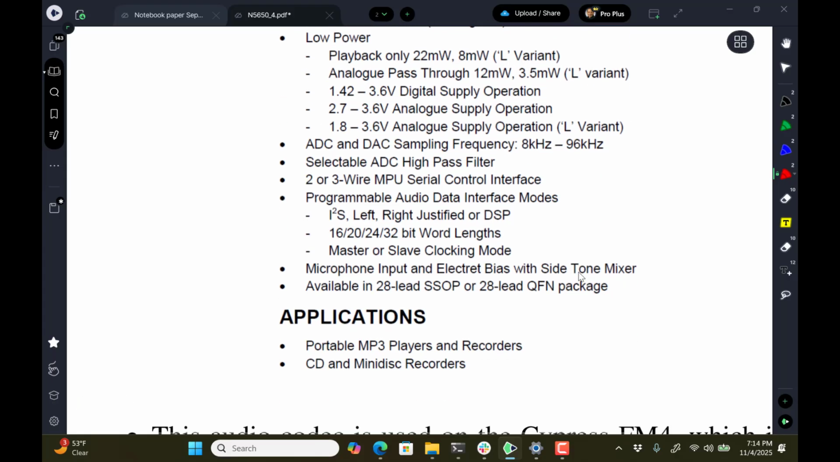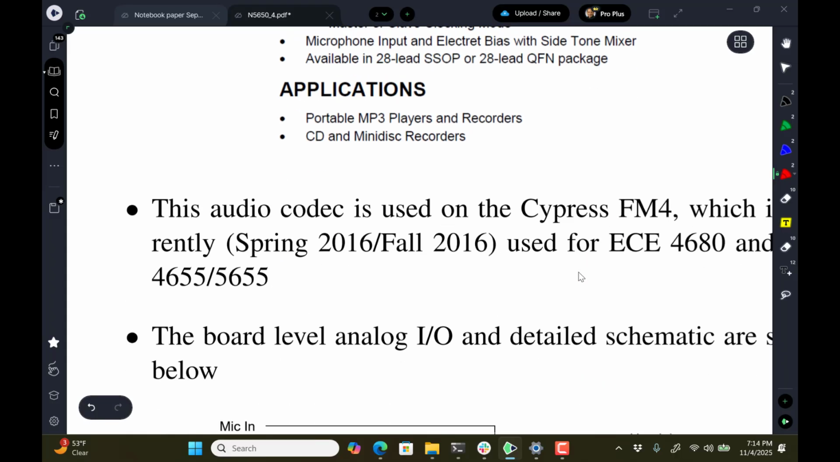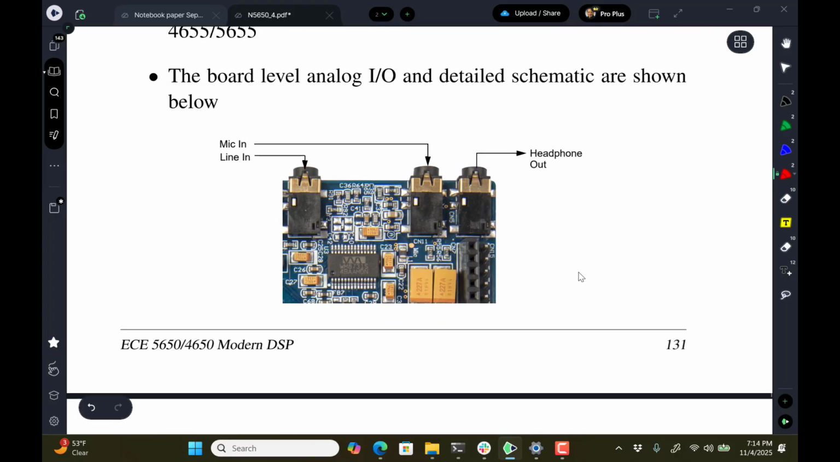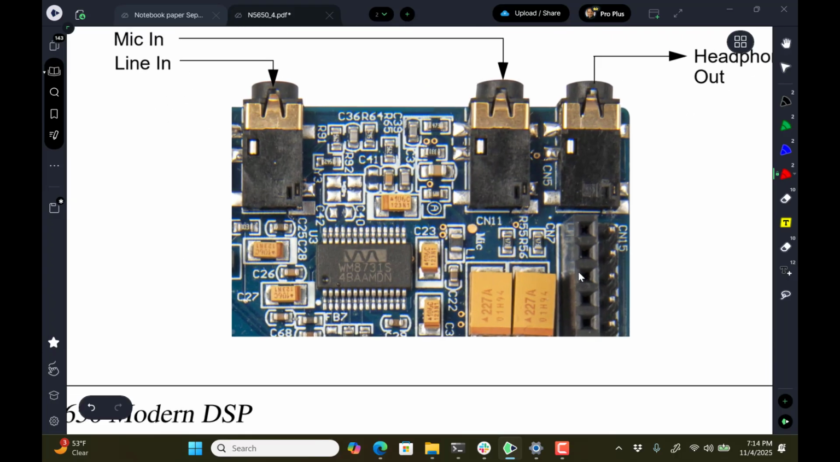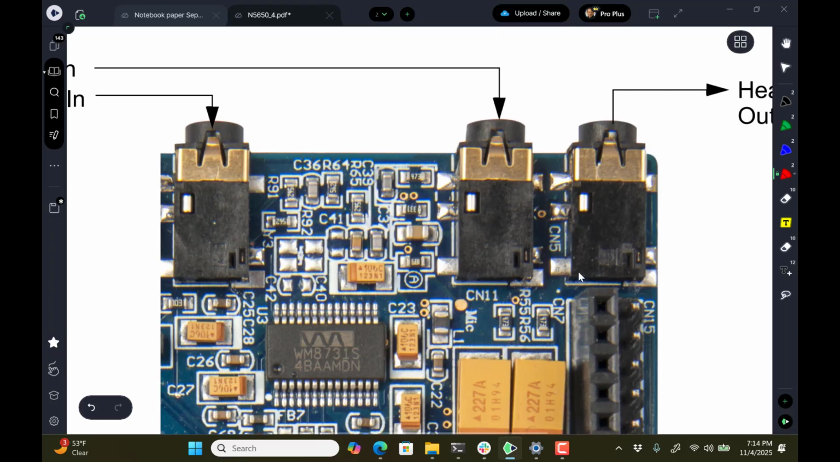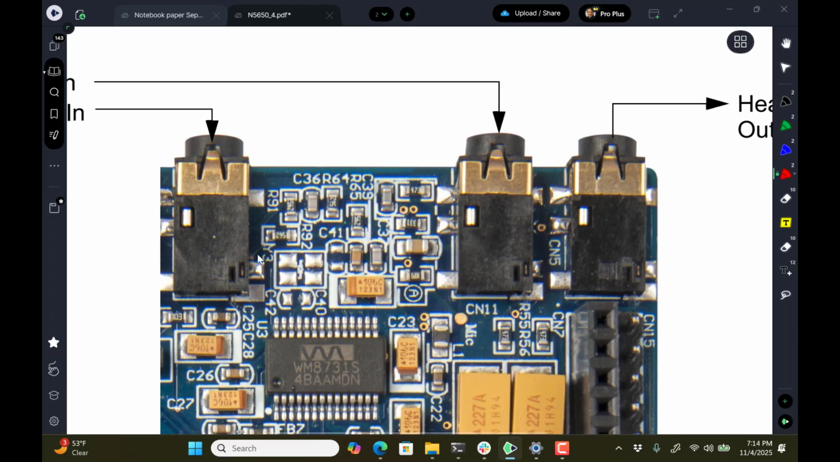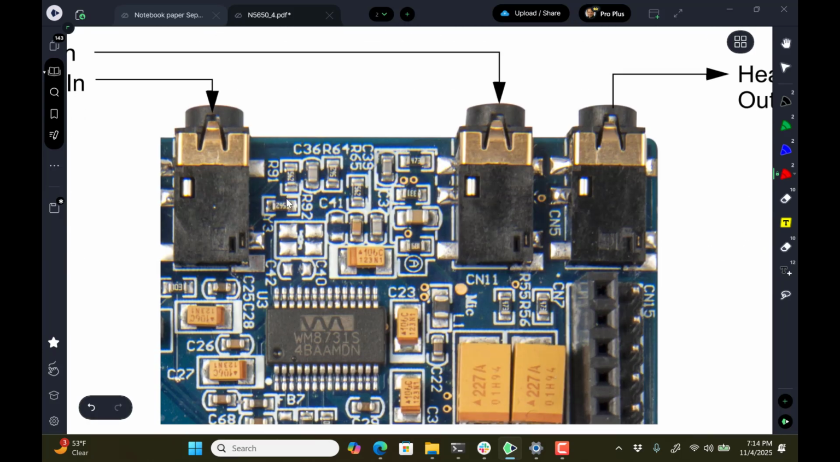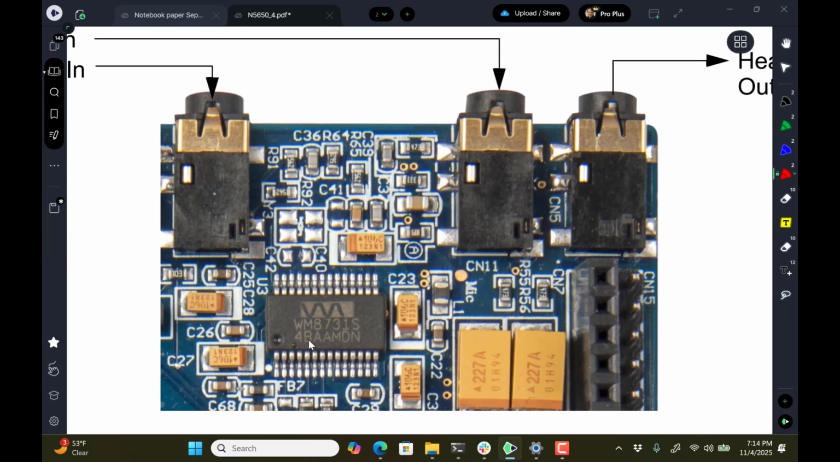And on the board, this is what the part looks like. If I zoom way in on this, you have a line in, comes in through here. There's some resistors and chip capacitors. It connects to this Wolfson chip. And then on the output side, there's a headphone output that can drive speakers and drive earbuds. And then there's also a microphone input, single channel microphone input.